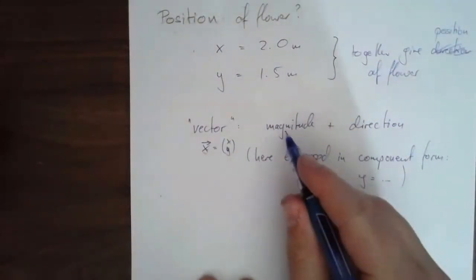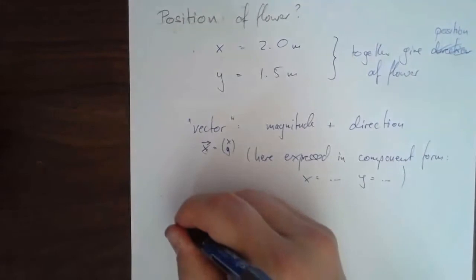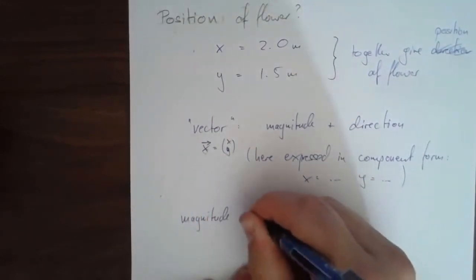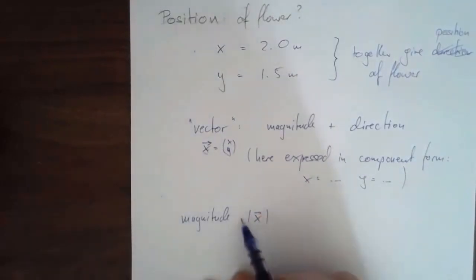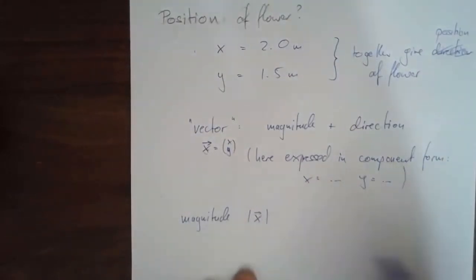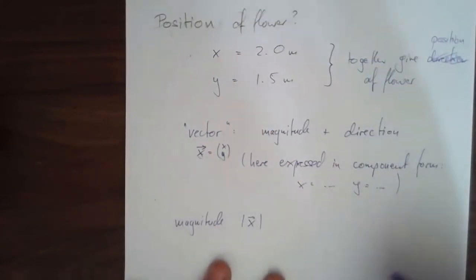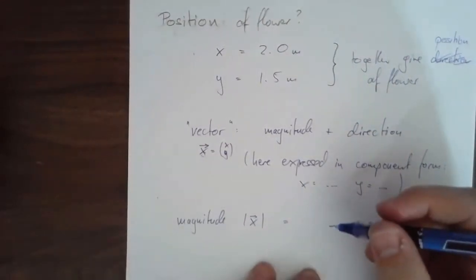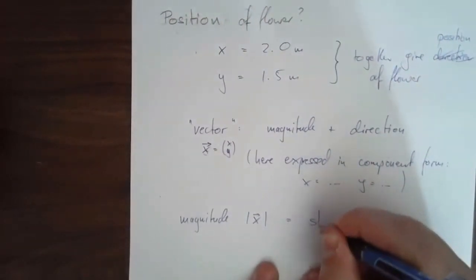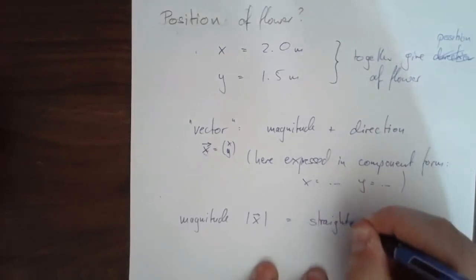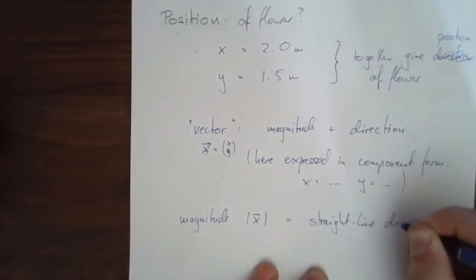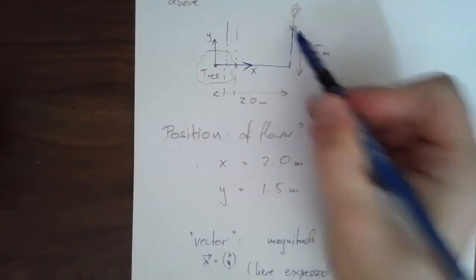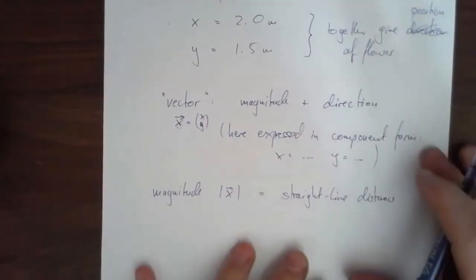Another way I could have done this is the magnitude. The magnitude is literally the distance, and I would write this as the absolute value, right? Two bars, absolute value of the vector. This notation. So it's the straight line distance, the straight line length of the position vector from here to here. We'll talk about vectors more later, as I said.